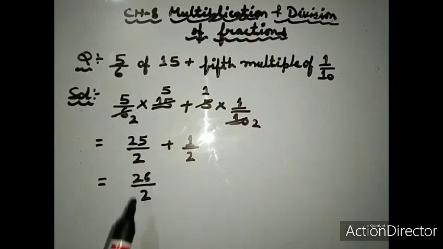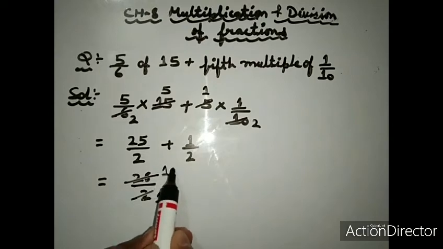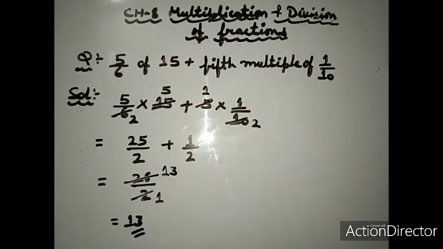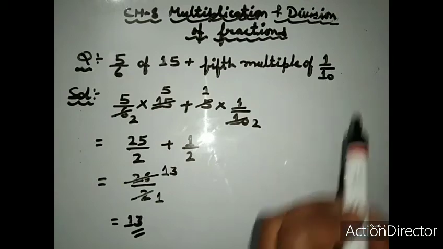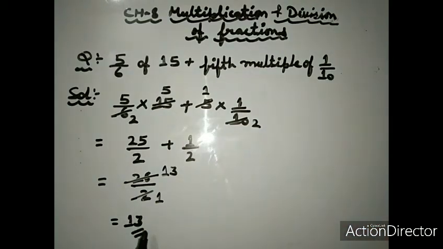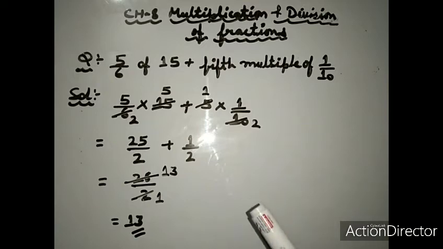And here notice one thing, this numerator 26 is divisible by 2. So here we divide this 26 by 2. 2 1s are 2, 2 1s are 2, and 2 3s are 6. So here we get 13 as a sum. So here we say that when we add 5 upon 6 of 15 and fifth multiple of 1 upon 10, we get 13 as a sum, right? So by using this method you can also solve these types of questions.